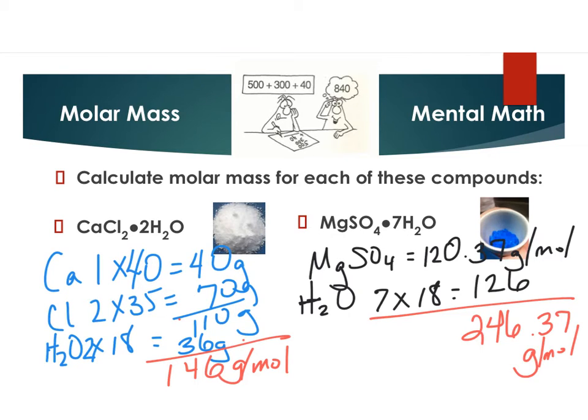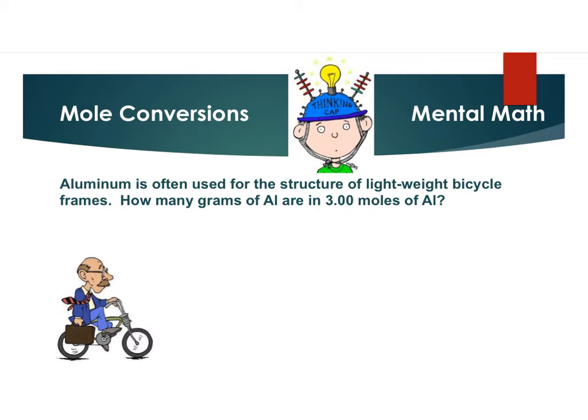out. Okay. So going back, we knew that we had magnesium sulfate was 120.37 grams per mole. We add that to the 7 moles of water at 18 each is 126 for a total sum of 246.37. I hope that's what you got. Okay, our next process is using these molar mass to do some conversions. And again, we did these last year, so let's just fly through them.